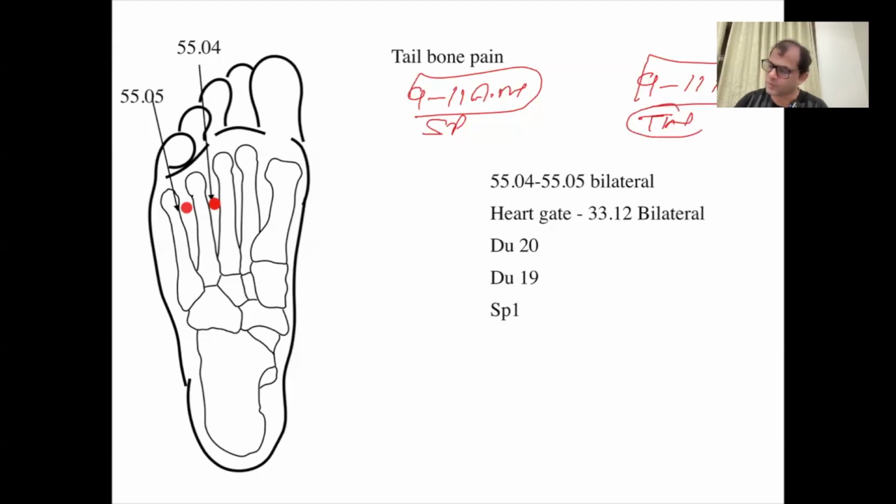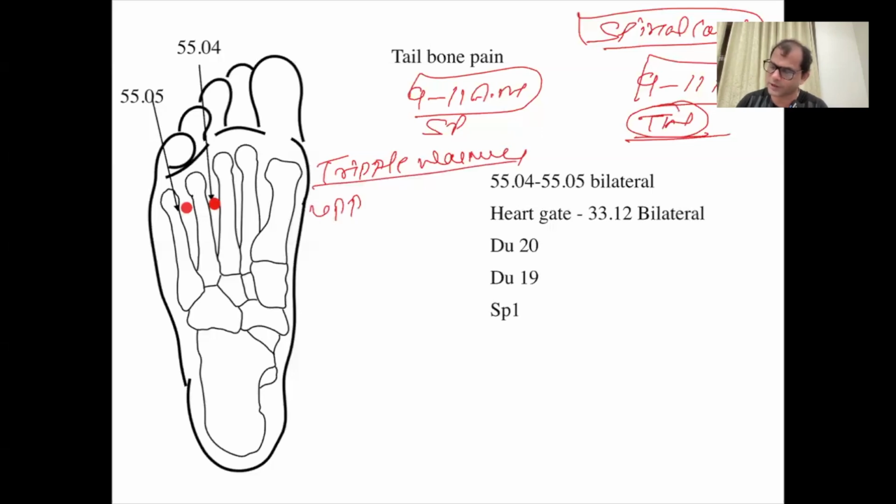And the triple warmer is a meridian. The other name of the triple warmer is also the spinal cord meridian that we know. So we can work on the spine with the help of this. The name itself is telling triple warmer, meaning it's the combination of the upper warmer, middle warmer, and the lower warmer.